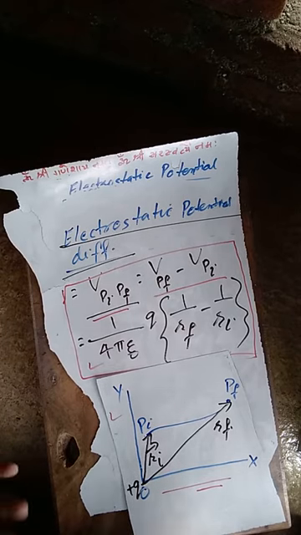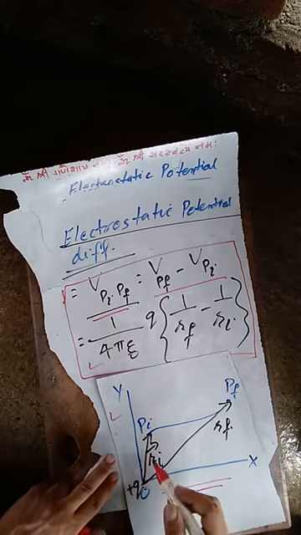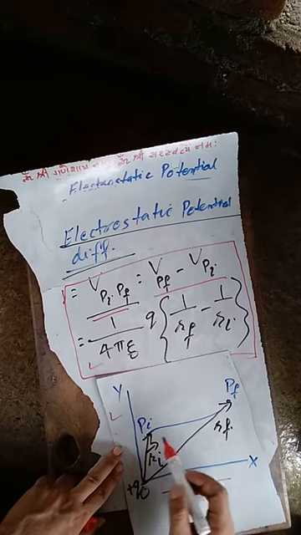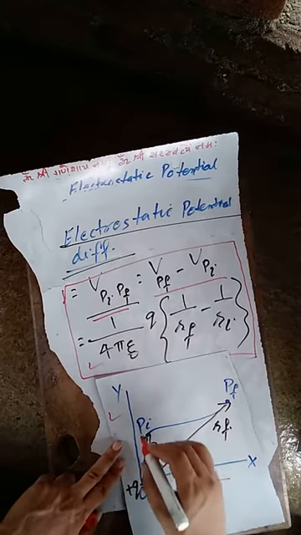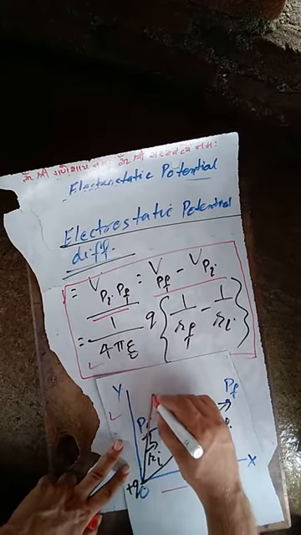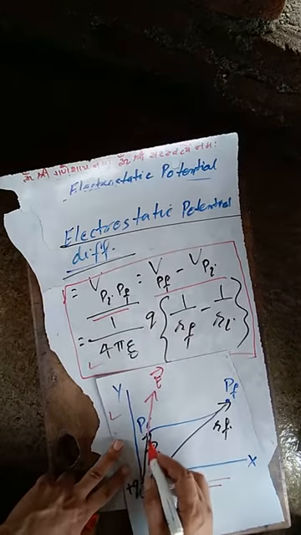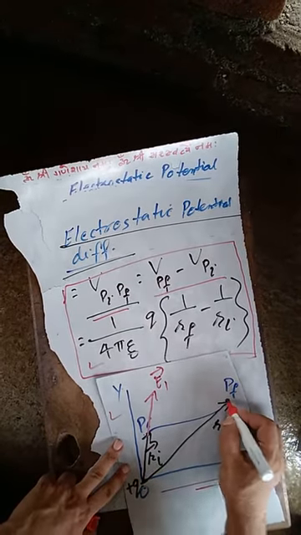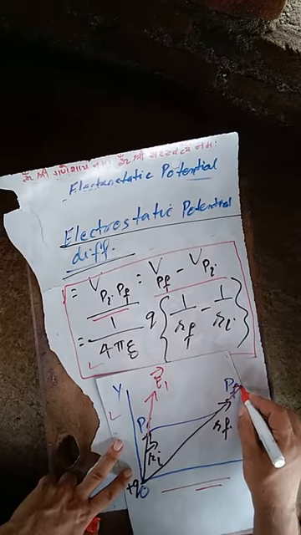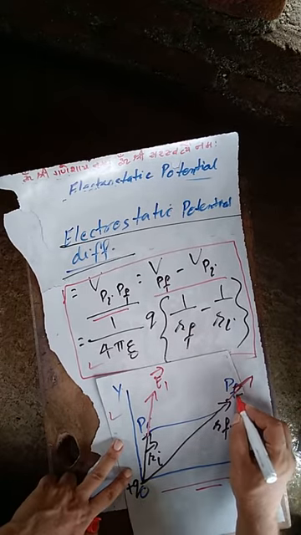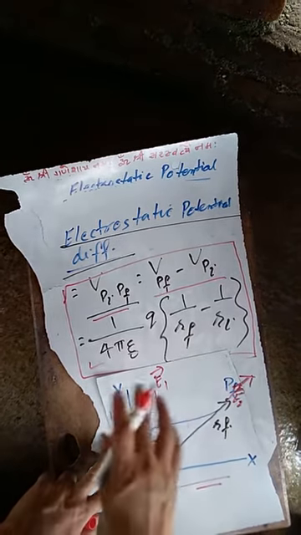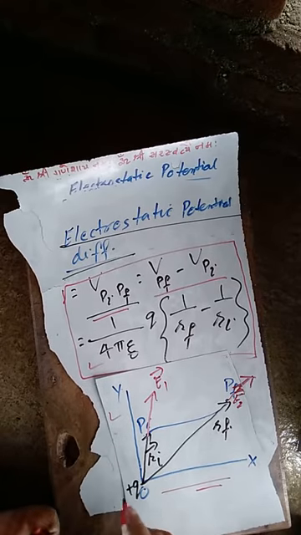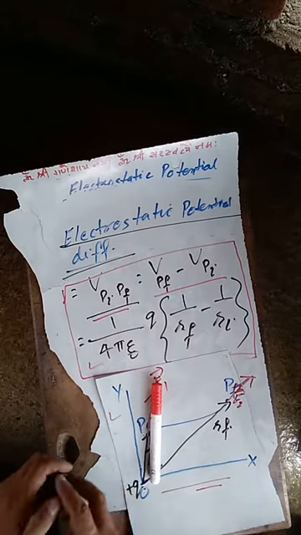So you have got the point that if we have to calculate the electrostatic potential difference between Pi and Pf, we can represent it. And where is your electric field? You can represent it here: the electric field at this point is E1 suppose, and at this point the electric field is like this, E2. So this is your electric field, and by this method you can represent it. So this was your electrostatic potential difference.